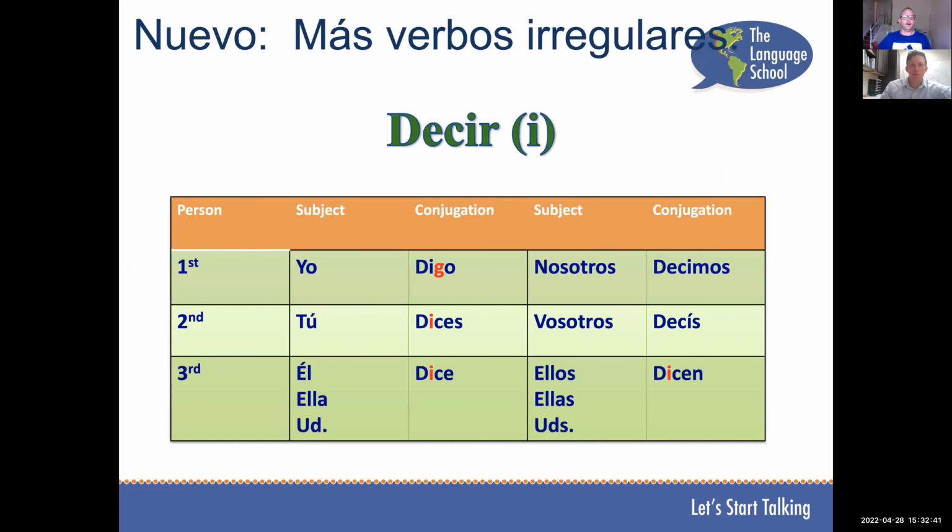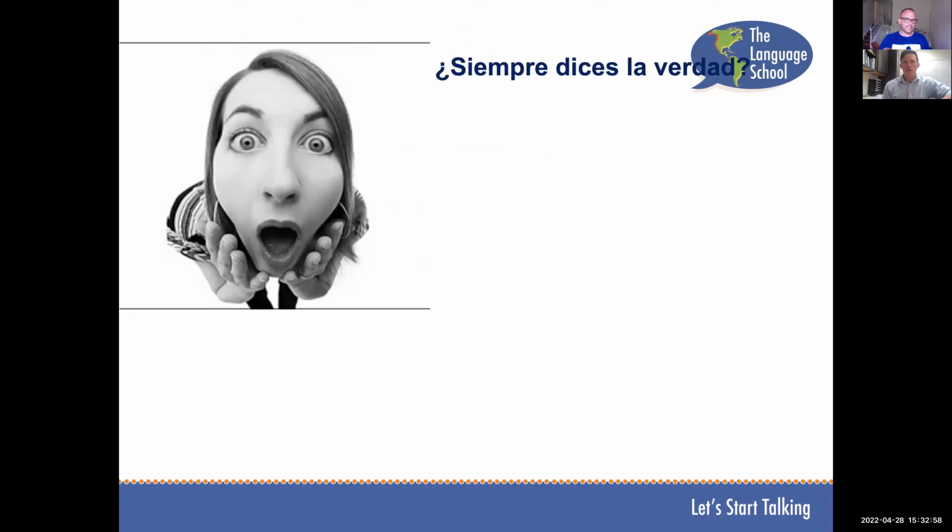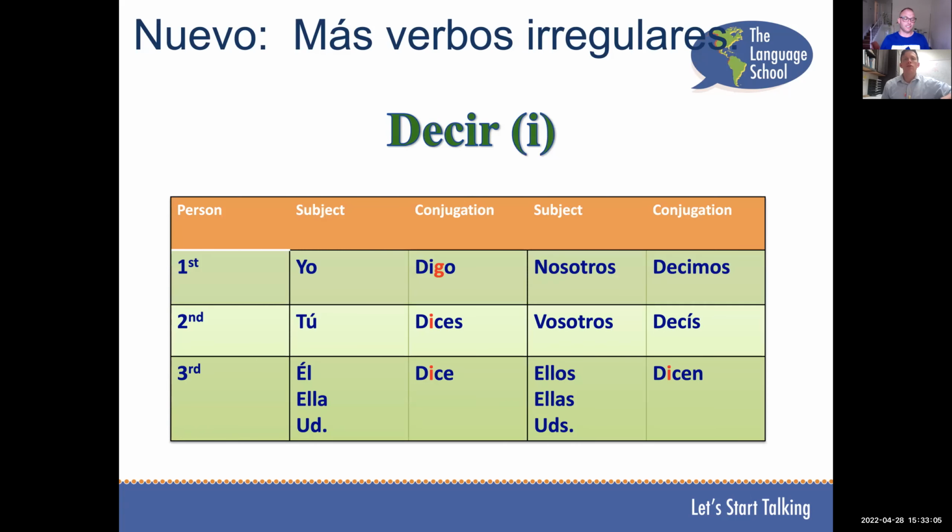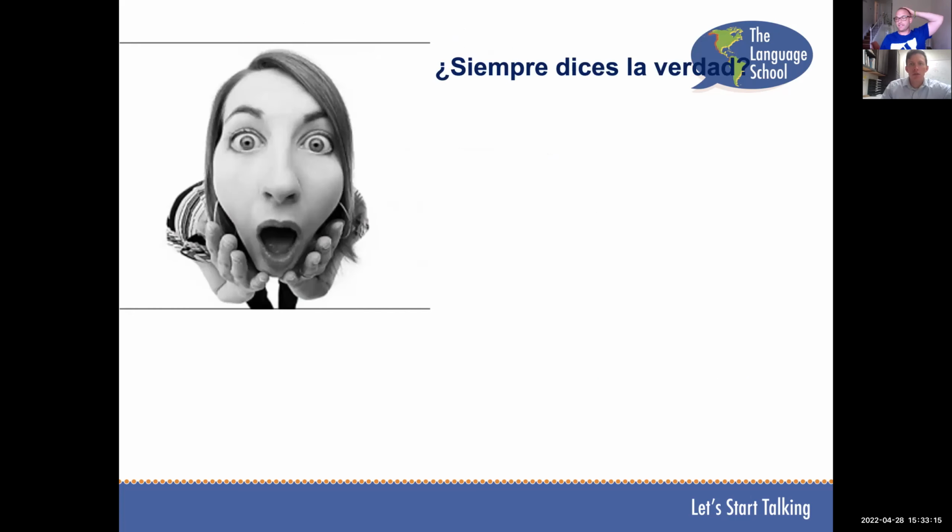Okay, decir. Decir is an interesting verb, right? Because it's a first-person verb, yo digo, but then after that, the E changes to I. Tú dices, él dice, nosotros decimos, ellos dicen. ¿Siempre dices la verdad, Mateo? ¿Qué significa dice? To say or to tell? Say or tell. Okay. ¿Siempre dices la verdad, Mateo?